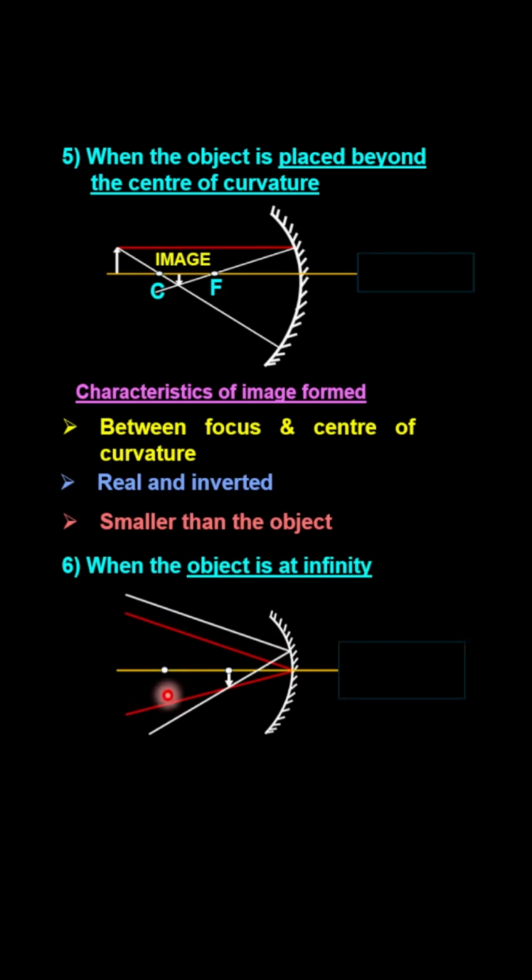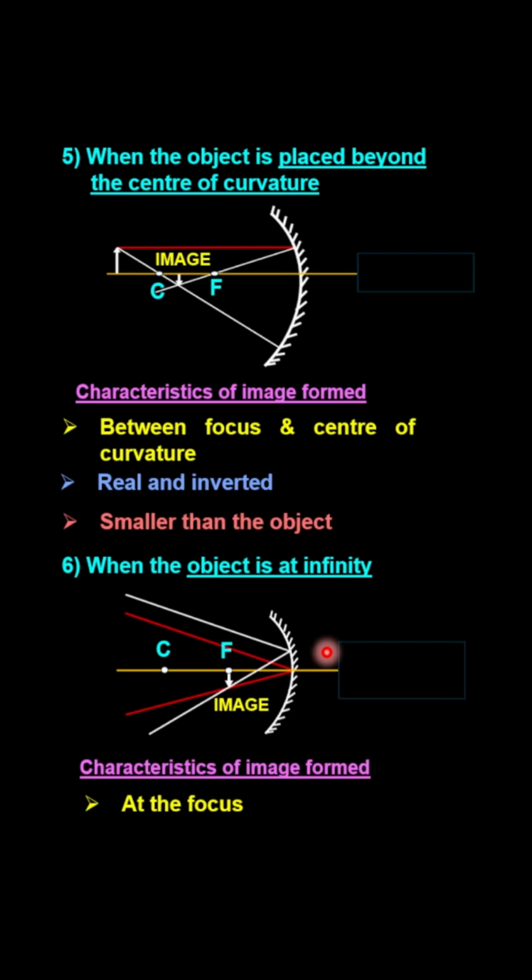Next case is when the object is at infinity. So in this case, this is focus, this is center of curvature और जो object है that is placed at infinity and the image is formed here. So the characteristics of the image are, it is formed at the focus, it is real and inverted, it is much smaller than the object.